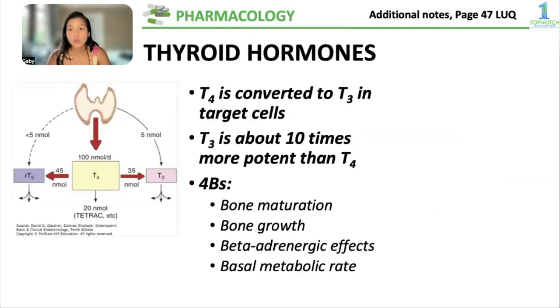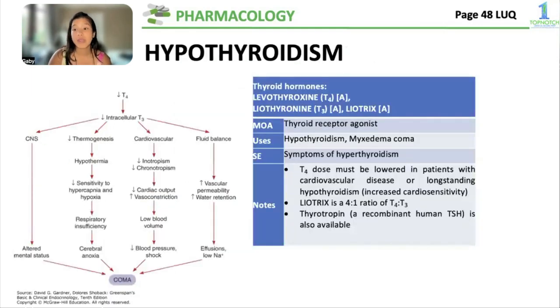So remember, just a quick reminder about your thyroid hormones and why they are so important. T4 is converted to T3 in the target cells, and it is T3 that is about 10 times more potent than T4. They are important for your 4Bs: bone maturation, bone growth, beta-adrenergic effects, and your basal metabolic rate. And therefore, patients with hypothyroidism have a very low BMR, meaning they become very, very fatigued. They can often have weight gain even if they're not eating that much. And therefore, we have to give them thyroid hormones.